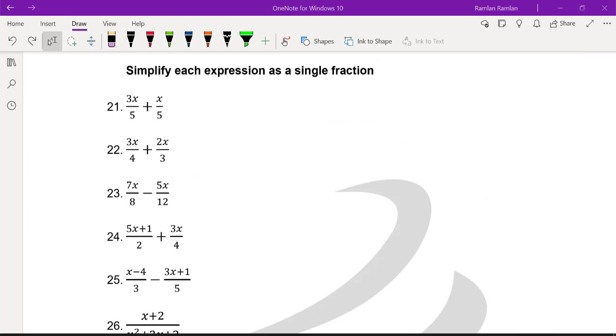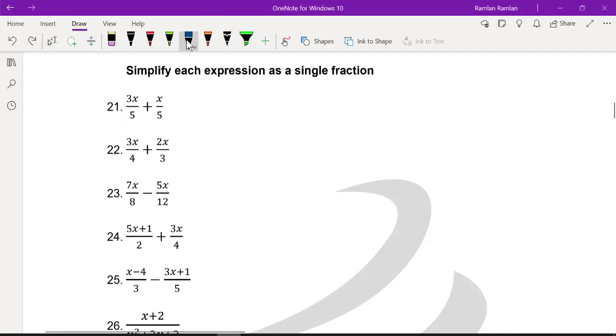Okay, next question, a little bit different topic. Simplify each expression as a single fraction. So in here, guys, the first thing that you need to understand is two concepts. The first concept is how to simplify algebraic expressions.